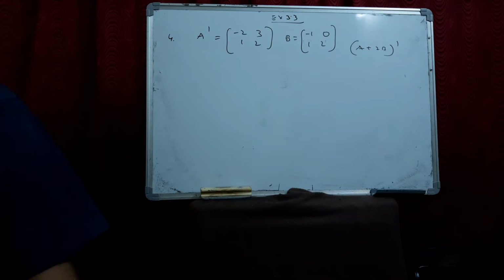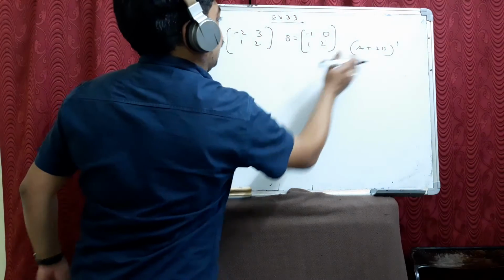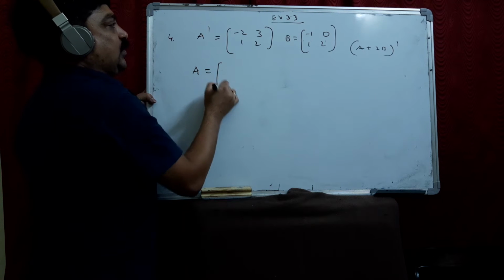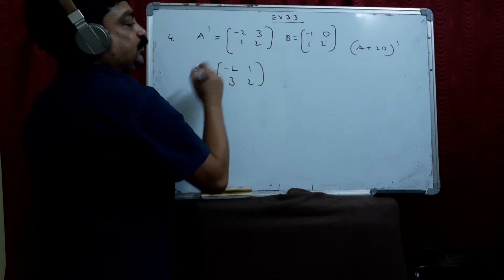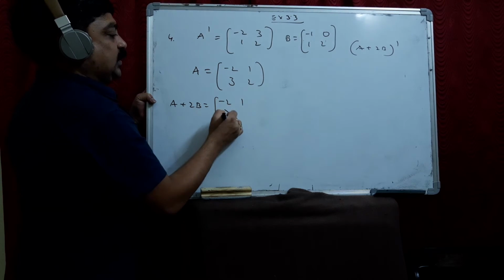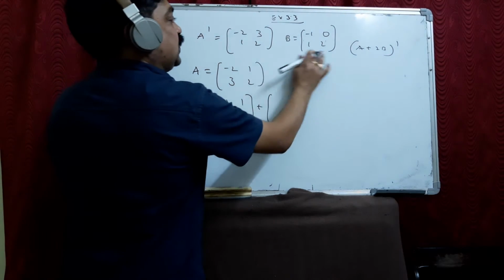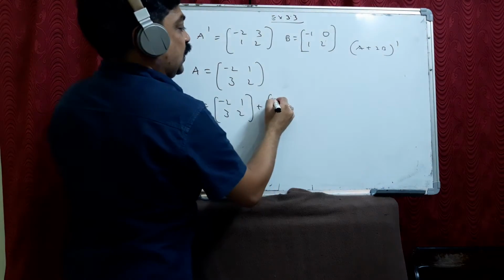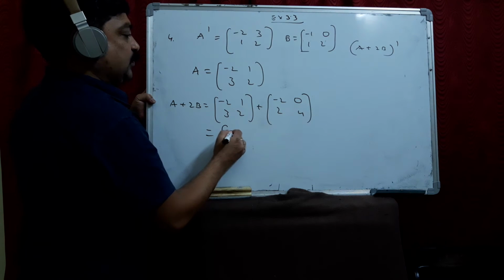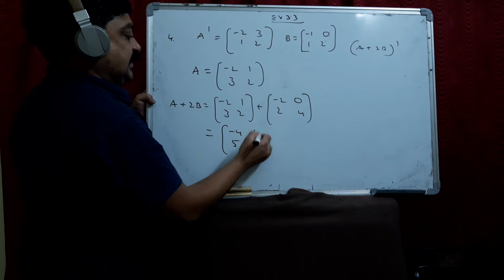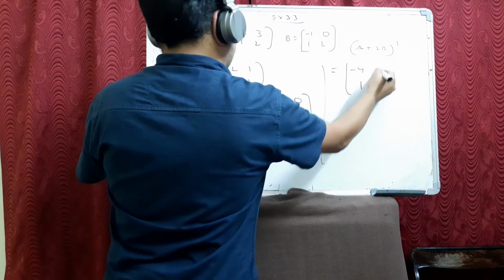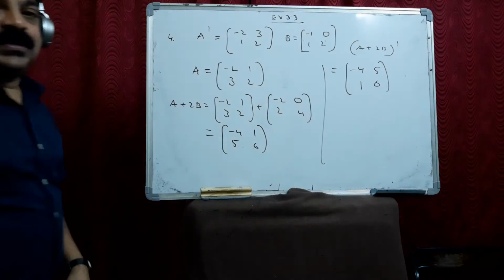See, in the fourth question you are given A transpose and B. We are asked to find out this. First, after finding A transpose, looking at A transpose, let us find out A: minus 2, 3, 1, 2. Now find A plus 2B. That is minus 2, 1, 3, 2. 2B means you multiply the whole matrix with 2: minus 2, 0, 2, 4. Now add: minus 2, minus 4, 1, 5, 6. Now you are asked to find out A plus B whole transpose. Just take the transpose of this: minus 4, 1, 5, 6.